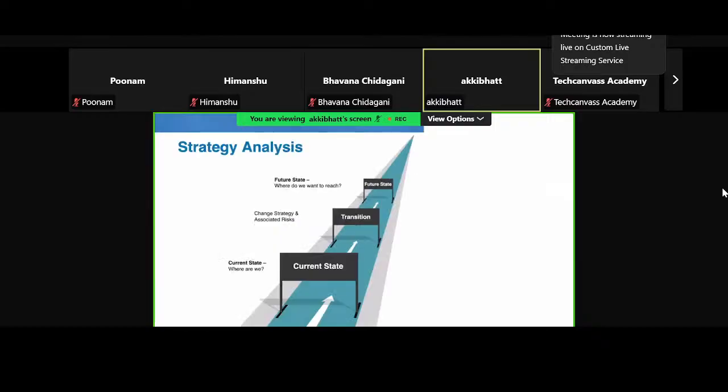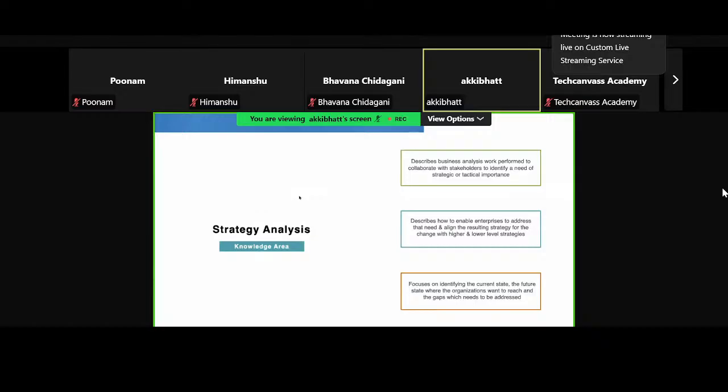So we talked about the current state. We talked about the change strategy and associated risks. We talked about the future state, where we want to reach. Now we're going to talk about the learning and the tasks that fall within strategy analysis as well. According to BABOK version 3, there are four key tasks in strategy analysis. If you think of them in a logical flow, it will help you understand the process. It will make a lot more sense than just reading it like a book.